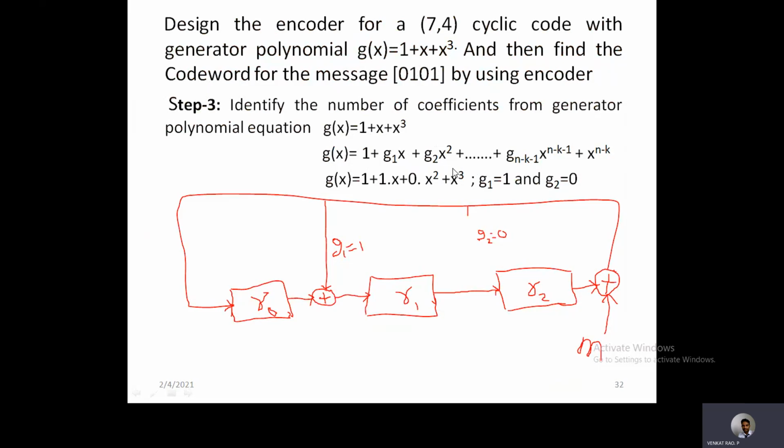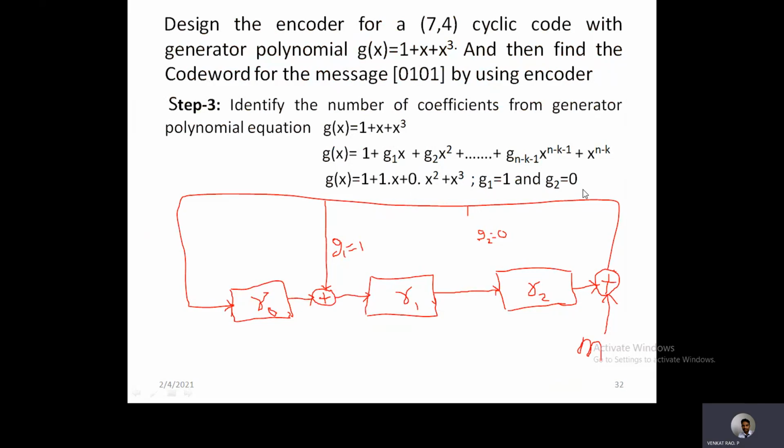So you already know that there are no coefficients multiplied for 1 and x power n minus k. That means the first term and last term are as they are with no coefficients. Only in between there will be coefficients. So how many coefficients are there between 1 and x cube? G1 and G2 only. So when you compare, G1 is equal to 1 and G2 is equal to 0. So we identified that there will be two coefficients, G1 and G2, with G1 equal to 1 and G2 equal to 0.